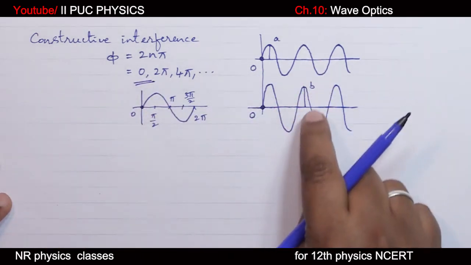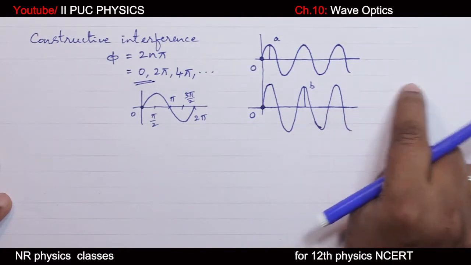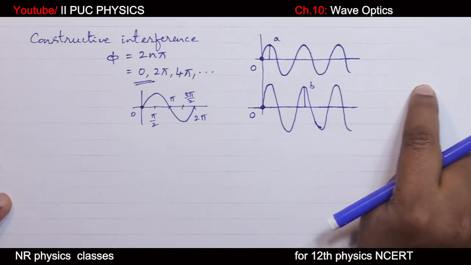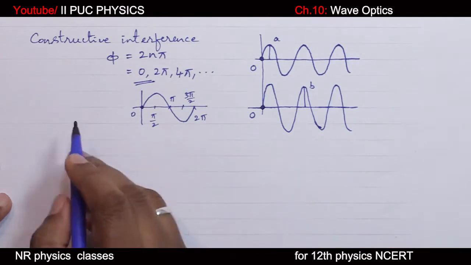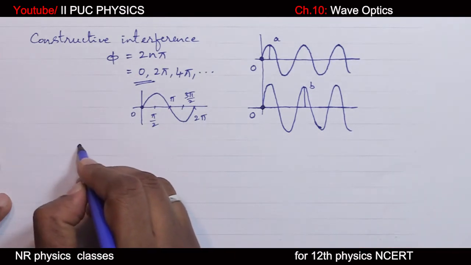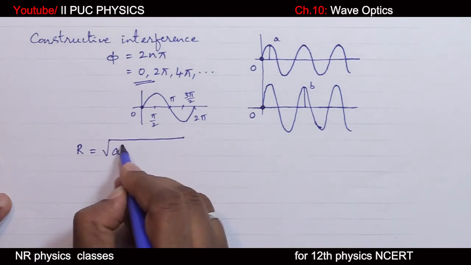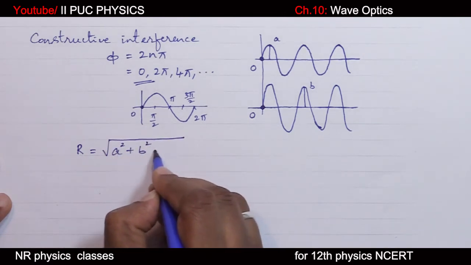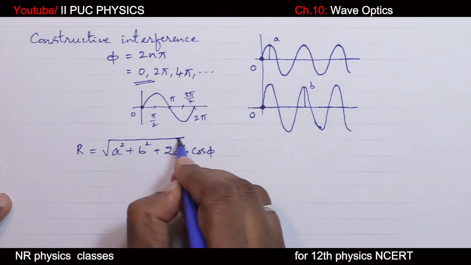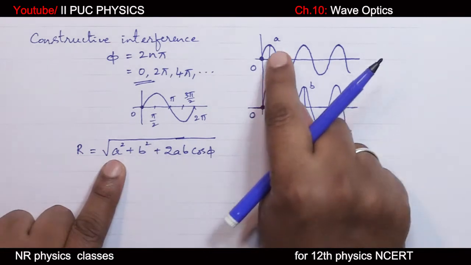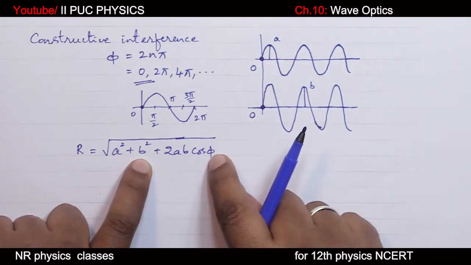So if these two waves interfere, what we get is constructive interference. Their amplitude is maximum. So let us find amplitude. Students, you know expression for amplitude, root of a square plus b square plus 2ab cos phi, where a is amplitude of first wave, b is amplitude of second wave, phi is phase difference.